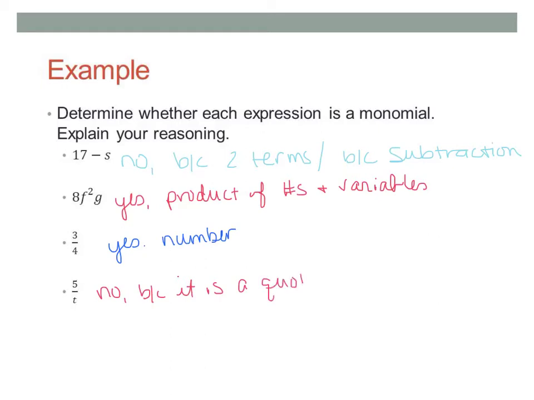And the difference between the third and fourth examples there is that the variable's on the bottom, and so you can't be dividing by a variable. If you had 3/4 t, something like that, yes, that is, because it's a product of a number and a variable, but we can't be dividing by that variable to be a monomial.